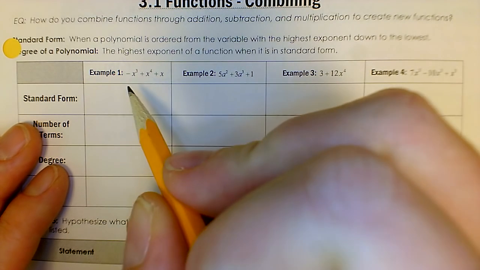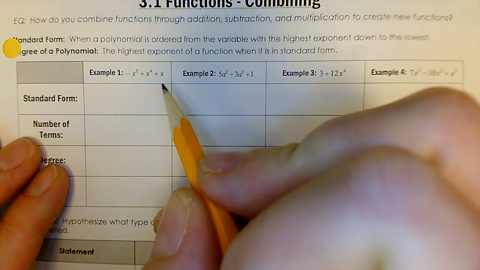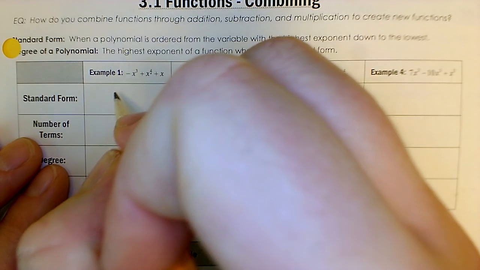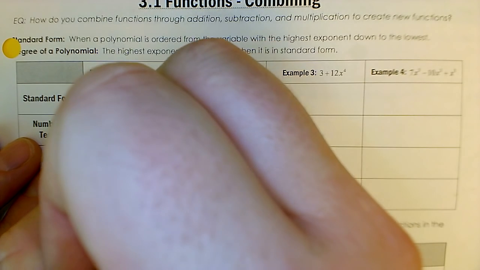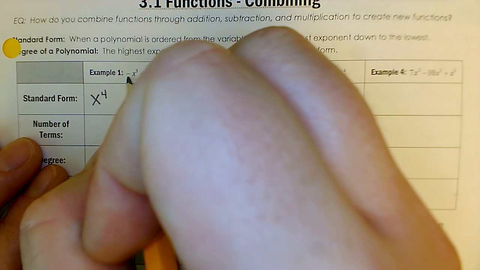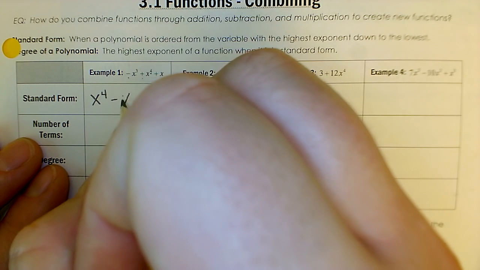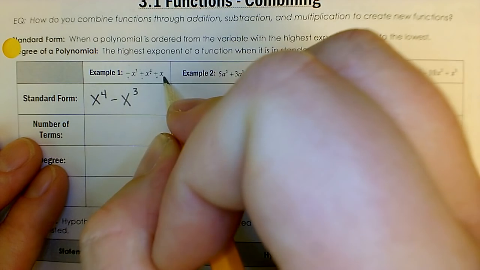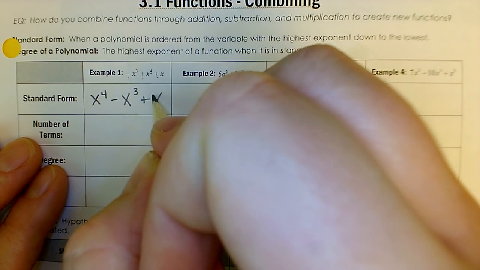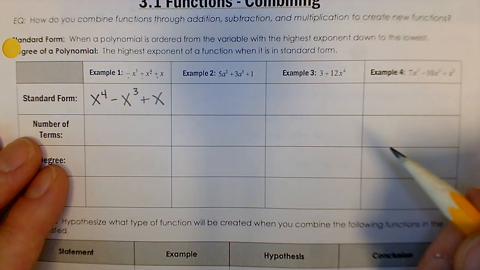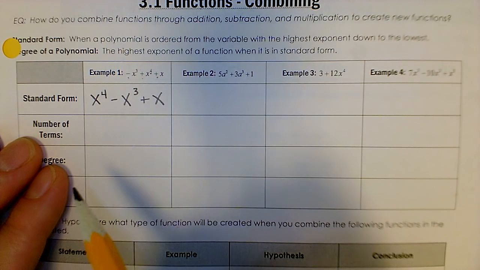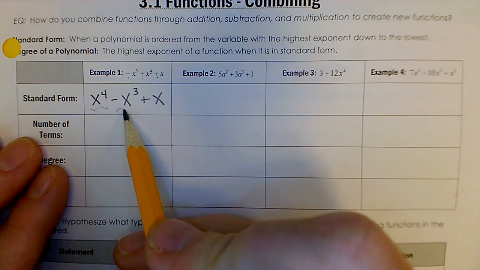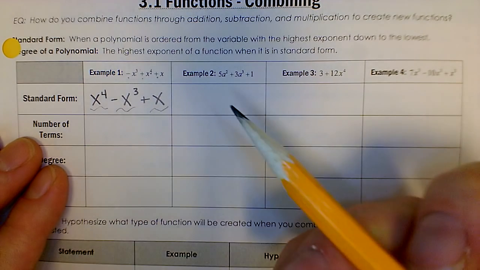Example 1. Okay, so I'm going to put it in standard form. So my highest exponent first. My highest exponent is the 4. So I'm going to do positive x to the 4th, negative x cubed, so minus x cubed, there's no x squared, so the next one will be just plus x. Okay, there's your standard form. Number of terms. Terms are separated by a sign, so we have 1 term, 2 terms, 3 terms.